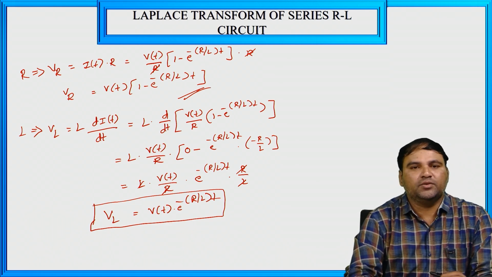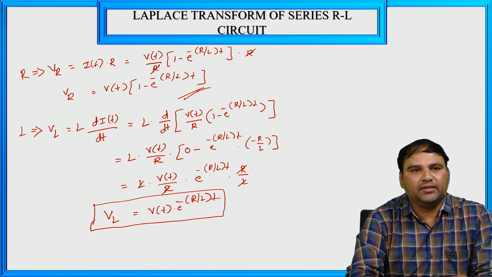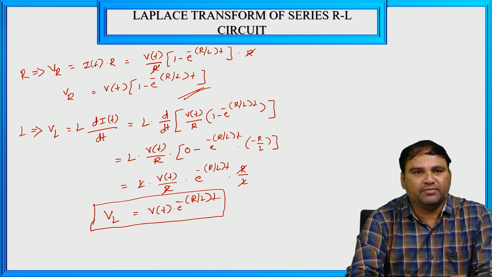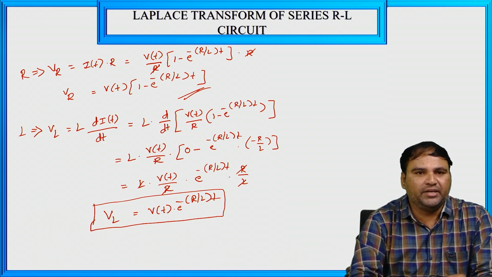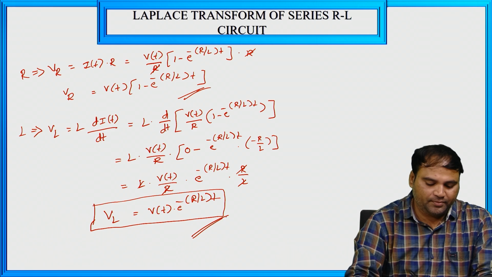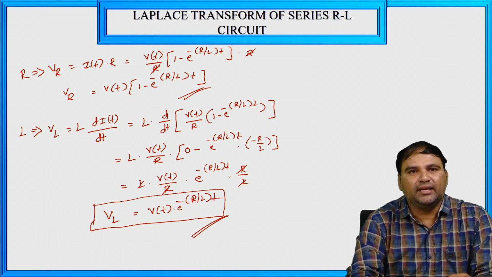Okay. So here is the current expression and voltage expression of the Laplace transformation of series RL circuit. So I of t equal to V of t by R into 1 minus e to the power of minus R by L t, and VR equal to V of t into 1 minus e to the power of minus R by L t, and VL is equal to V of t into e to the power of minus R by L into t. Okay, this is about the Laplace transform of series RL circuit.